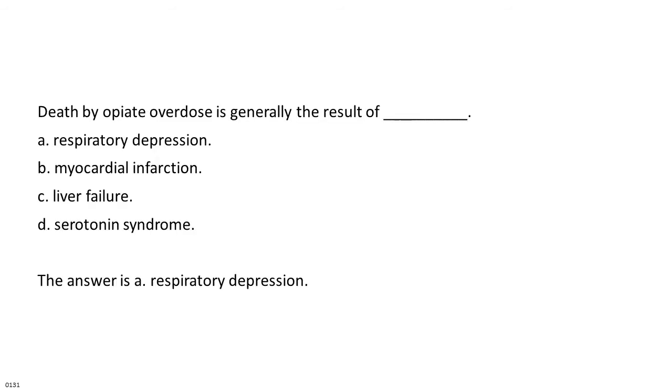Death by opiate overdose is generally the result of A. Respiratory depression. B. Myocardial infarction. C. Liver failure. D. Serotonin syndrome. The answer is A. Respiratory depression.